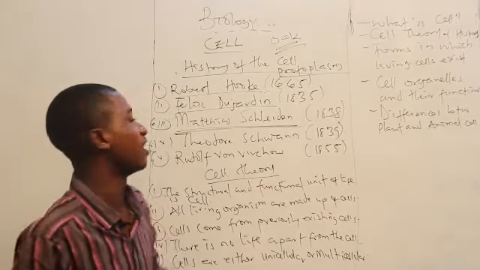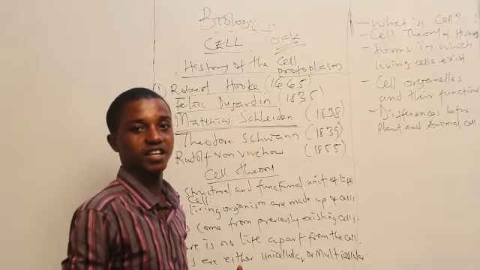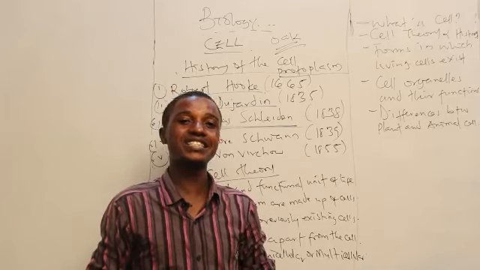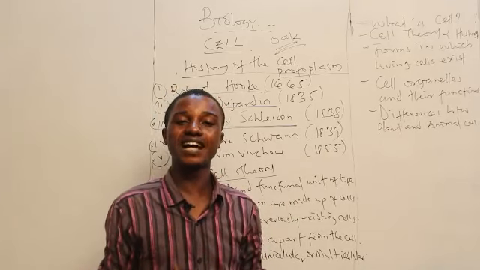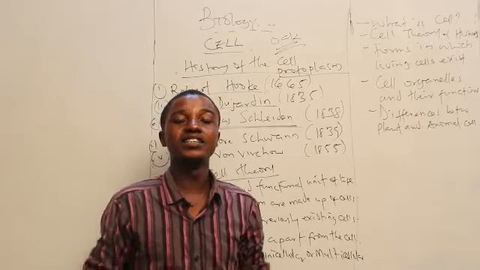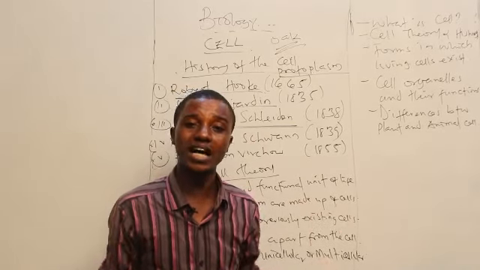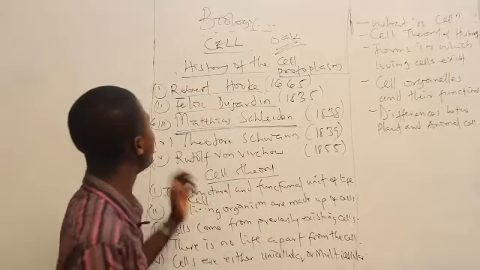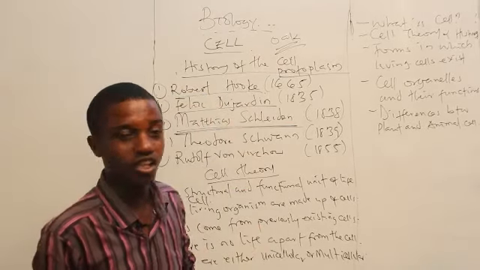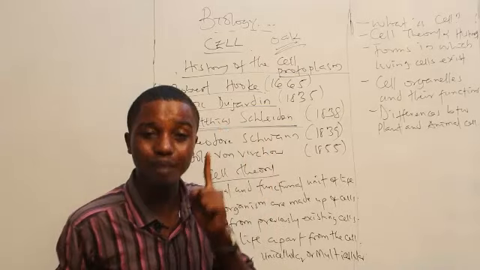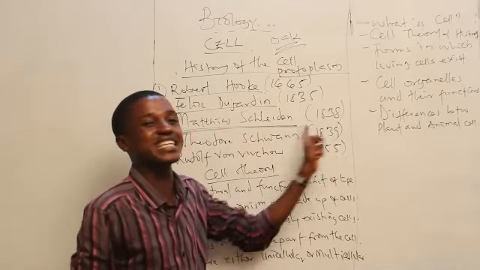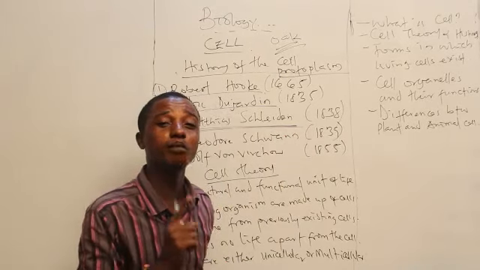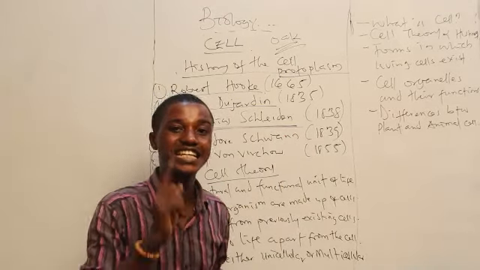Now number 3 on our list is Matthias Kleiden. Now this man happens to be a German botanist. Class, who is a botanist? A botanist is a person that studies plants. He studied plant science, the reproduction of plants, the anatomy of plants, the physiology of plants. He studied everything about plants. So he is a German botanist by profession. He was one that discovered cell in plants. He discovered cell in plants in 1838. Again, Matthias Kleiden, a German botanist, discovered cell in plants in 1838.